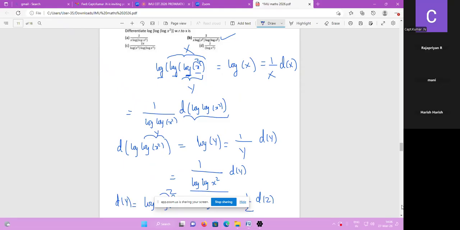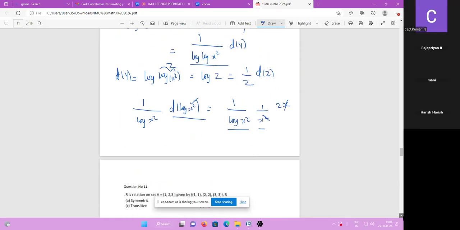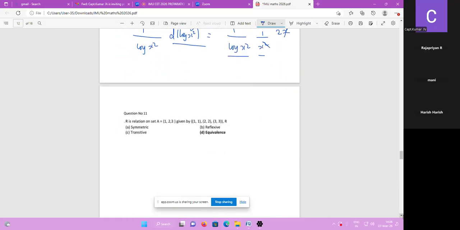Okay. Next question. Relation question. The easiest one, first chapter. Most of the students do it wrong because they don't understand what is if and then. That is the problem.